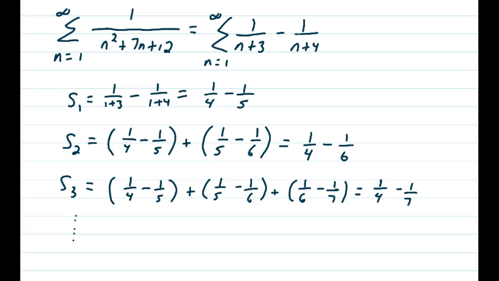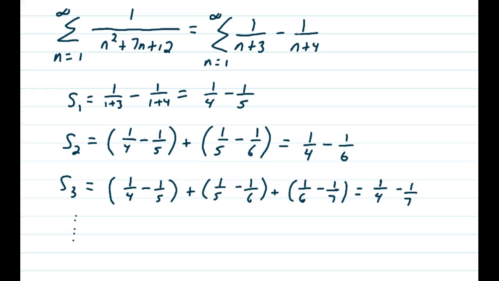So we take a look at our first sum. That means we put 1 in for n, and we get 1 over 1 plus 3 minus 1 over 1 plus 4, to get 1/4 minus 1/5. Continuing, we bring down that 1/4 minus 1/5 and add on another term, putting a 2 in for n, and get 1/4 minus 1/5 plus 1/5 minus 1/6. You should notice that the two 1/5s cancel out to get 1/4 minus 1/6.